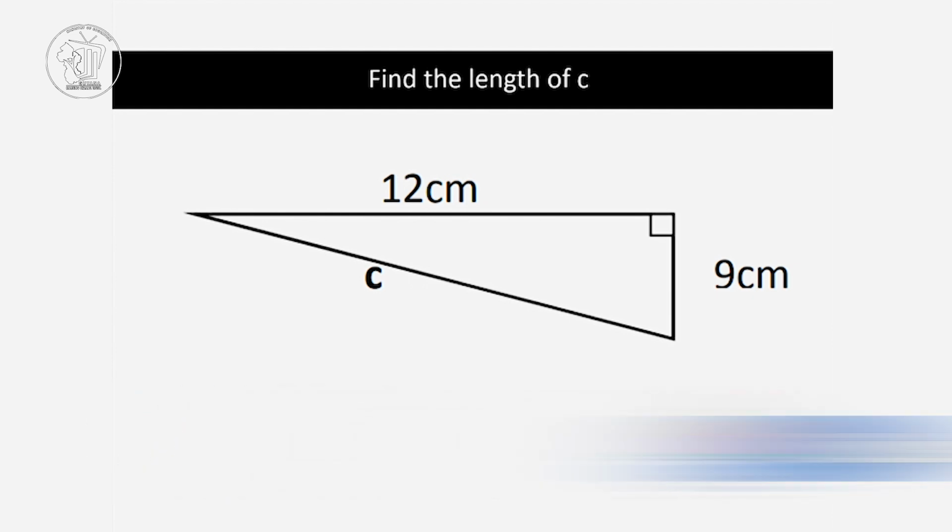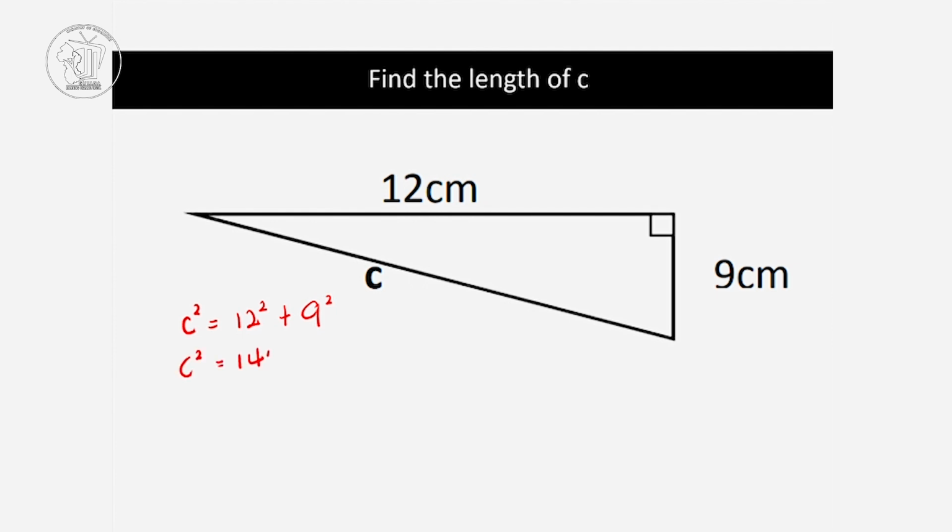So in this case, the longest side would be c squared. So c squared is equal to the sum of the squares of the two remaining sides. This side would be 12 squared plus the other side, which would be 9 squared. So c squared would be, 12 times 12 gives you 144, plus 9 times 9 gives you 81. So c squared is equal to 144 plus 81, that will give us a value of 225.